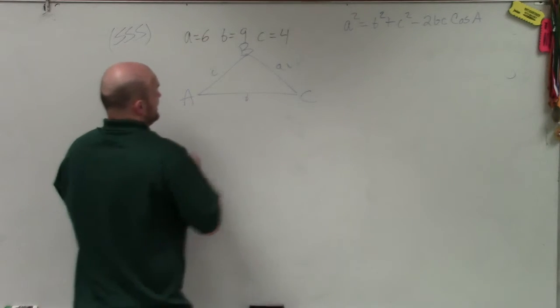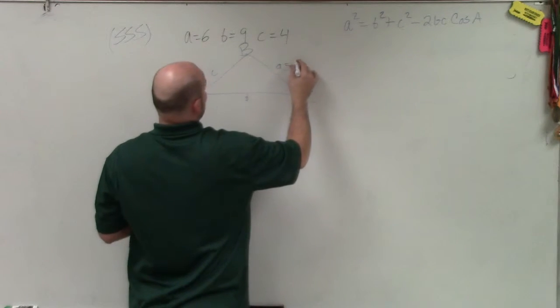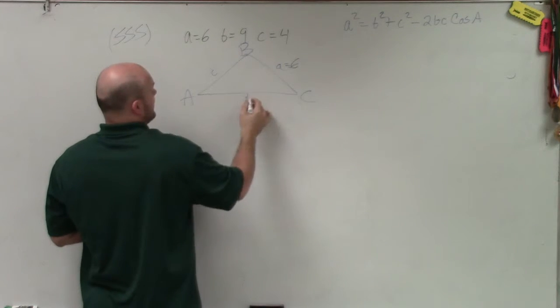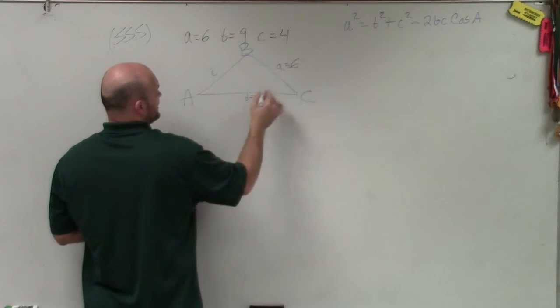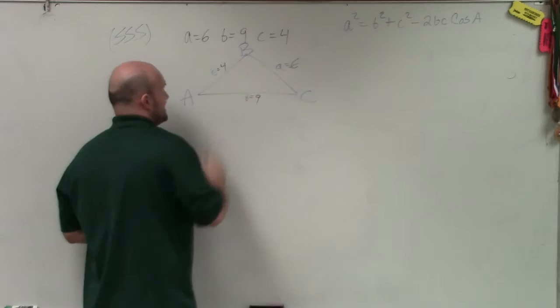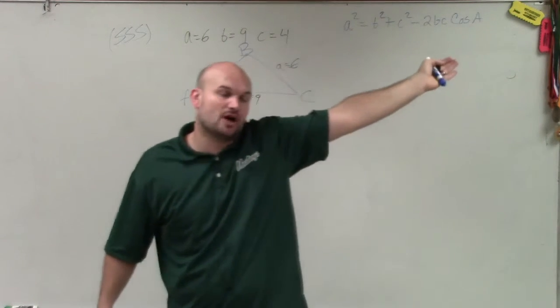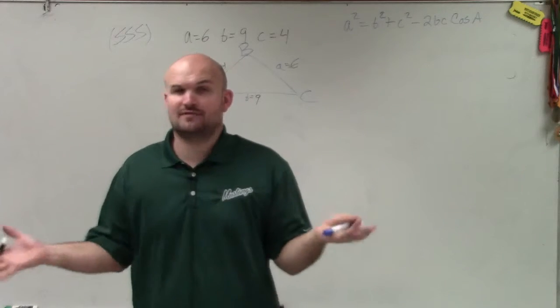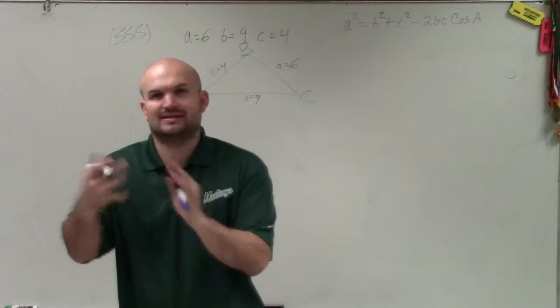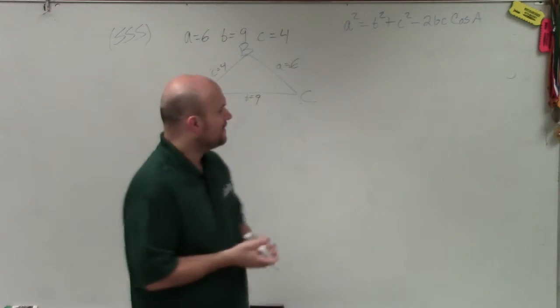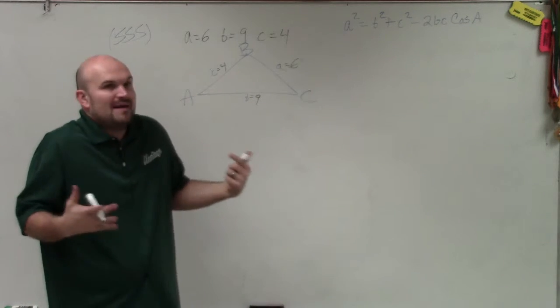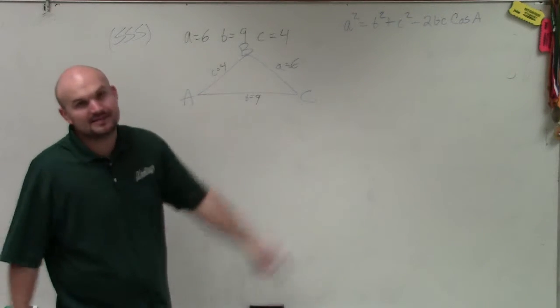So since I'm only given the side lengths, I'm not given any angles within the triangle. So I obviously know that I need to solve for my angle using the law of cosines. And there's three different laws of cosines, not really, but the A, B, and C's are all swapped around. So if you're going to be solving for an angle, it doesn't really matter which one you have. You only have the side lengths.